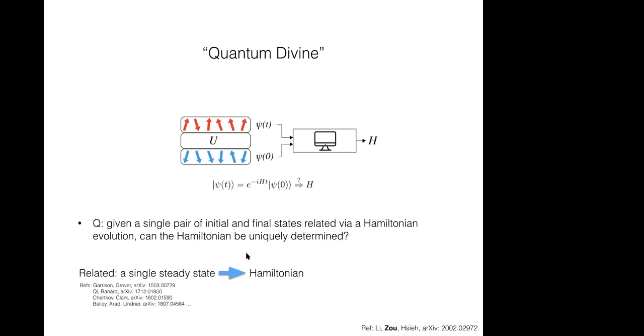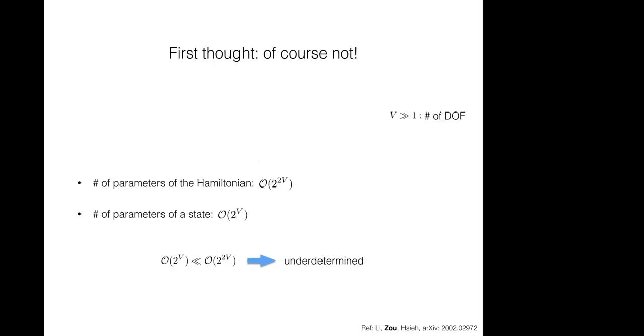So if I ask this question, maybe your first thought would be, this is of course not possible. It's quite counterintuitive because how can you know the entire history of some time evolution just based on the states at 2 moments? This intuition is correct, and a more formal way of saying it is the following. Suppose we consider a system with V qubits, and then the number of parameters of the Hamiltonian will be of the order 2 to the 2V, and the number of parameters of a state will just be 2 to the V. Then when V is very large, which is true for a many-body system, 2 to the V is much smaller than 2 to the 2V.